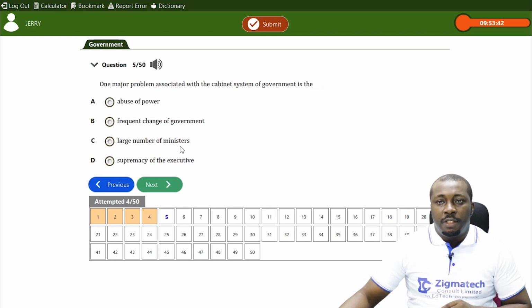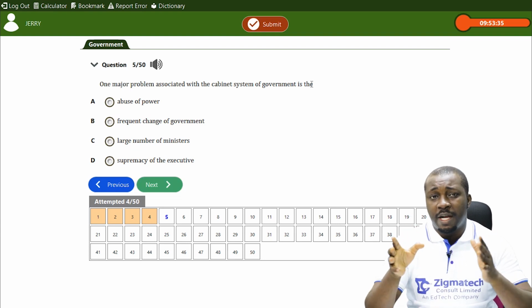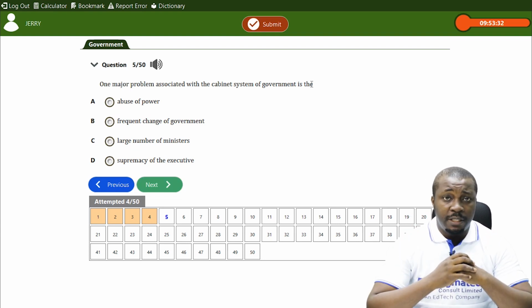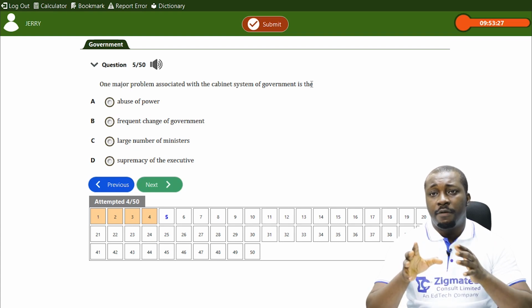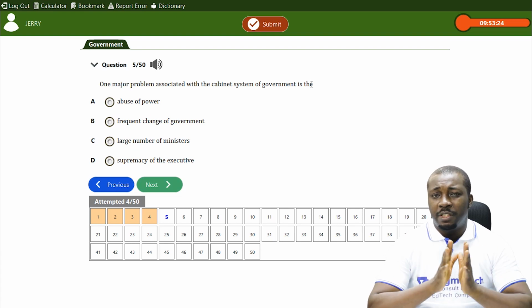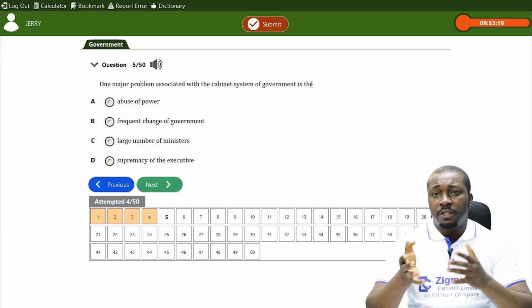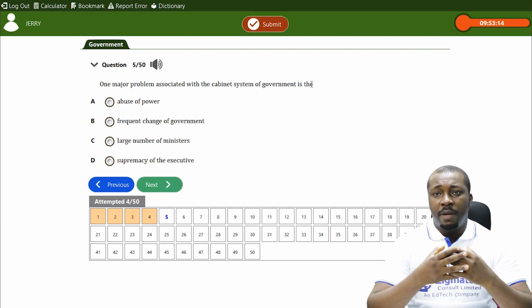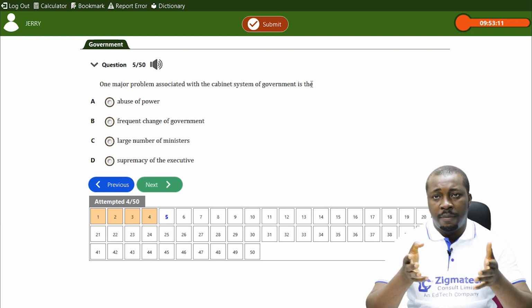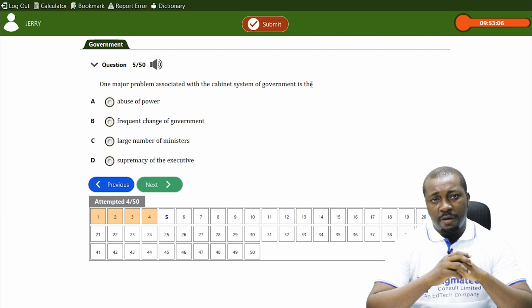One major problem associated with the cabinet system of government is the, now, remember here we're talking about parliamentary. Another name for cabinet system is parliamentary system of government. Now, this is a system where the head of state is different from the head of government and where there's no clear separation of powers between the legislature and the executive, because members of the legislature are also members of the executive. Now, we are looking at a problem associated with the parliamentary system of government. Now, remember, there's one thing about parliamentary system of government.